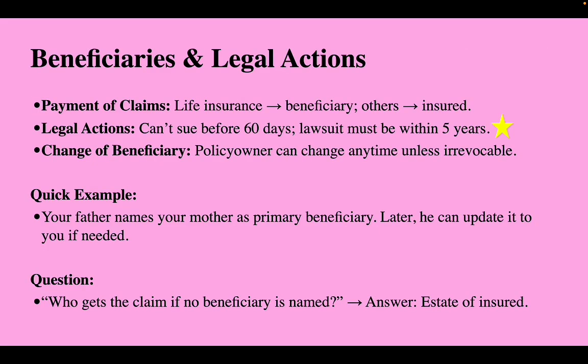Beneficiaries and legal actions. For life insurance, claims are paid to the beneficiary, while other health insurance claims go to the insured. Policyholders cannot sue before 60 days, and any legal action must be filed within 5 years. The policy owner can change the beneficiary at any time unless the designation is irrevocable. For example, a father may initially name the mother as the primary beneficiary and later update it to a child if circumstances change. If no beneficiary is named, the claim is paid to the estate of the insured.